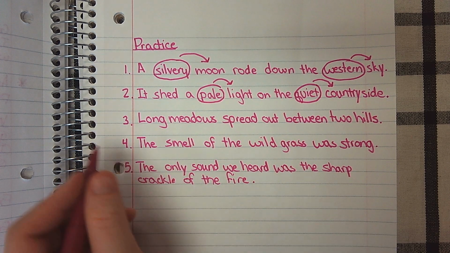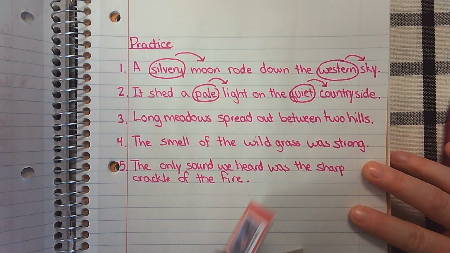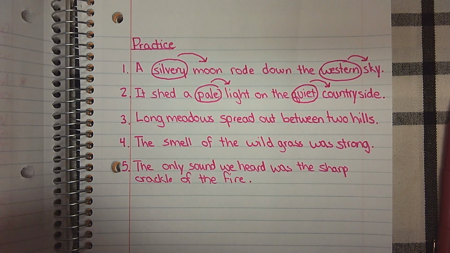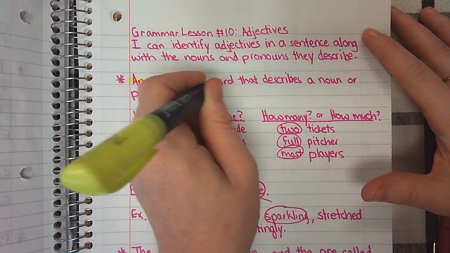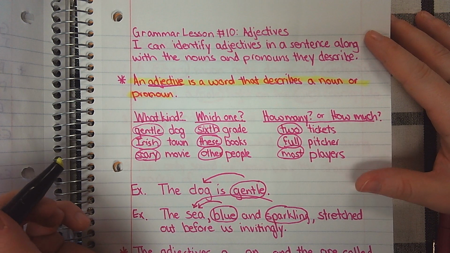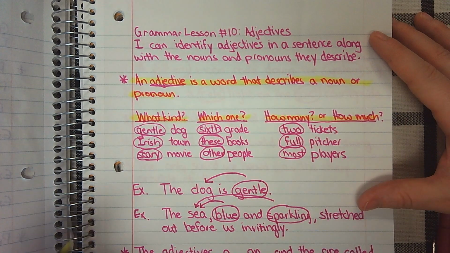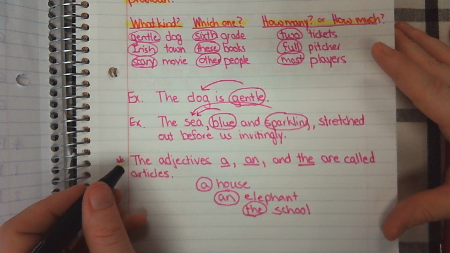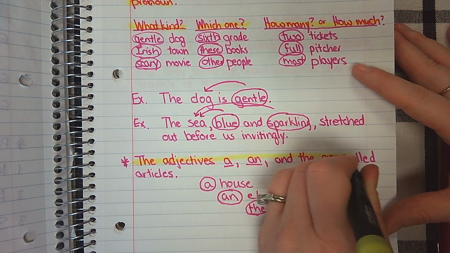Okay, so you're finishing 3, 4, and 5 on your own for homework. And let's go back and highlight some of the key ideas in this lesson. So going back to the beginning, what is an adjective? An adjective is a word that describes a noun or a pronoun. An adjective can answer 4 questions. What kind, which one, how many, or how much. Lastly, there is a special type of adjective called an article, and those are a, an, and the.